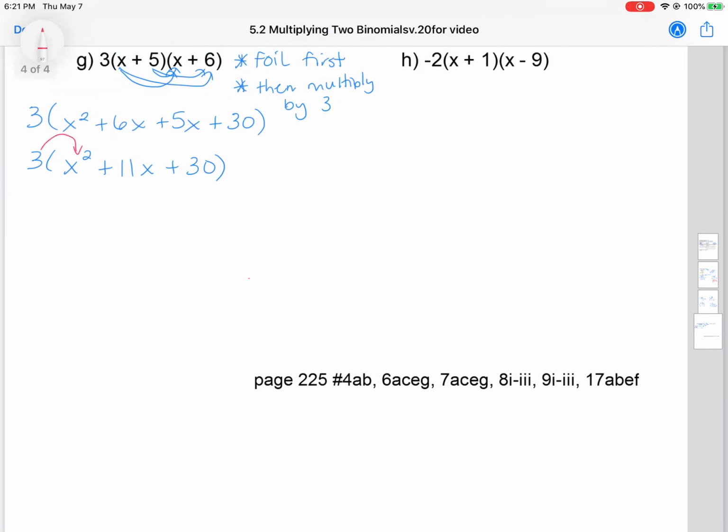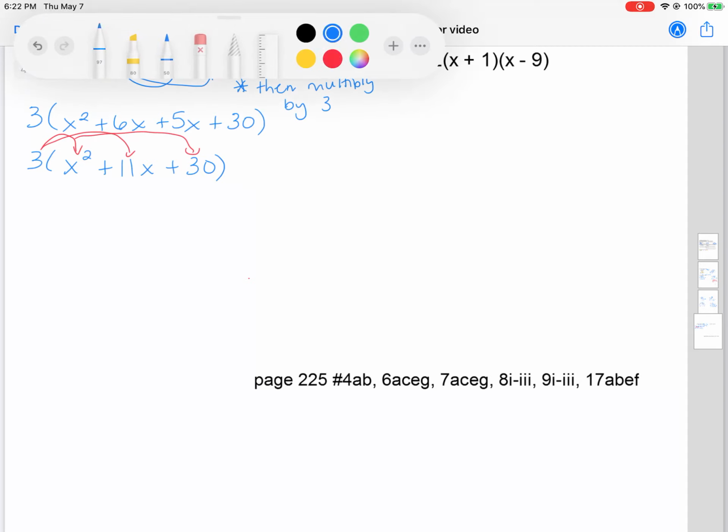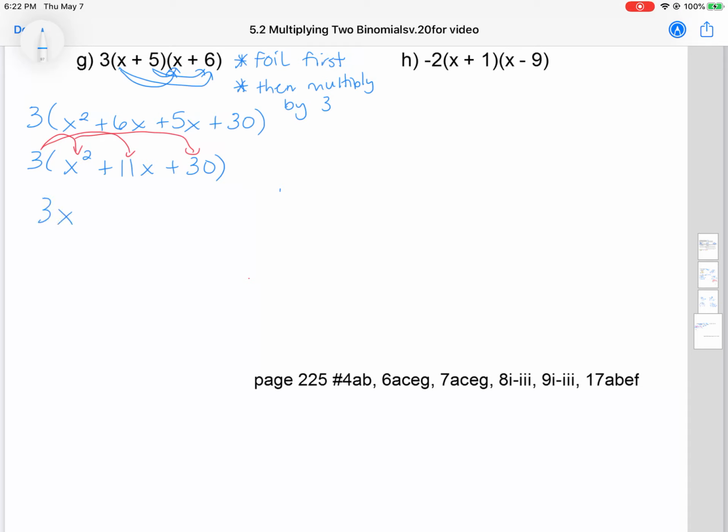Okay, so now we're going to do the 3 by everything. Now this is just like regular grade 9 distribution. So 3 times x squared is 3x squared. 3 times 11x is 33x. And 3 times 30 is 90. So now this looks more like a situation where, if you were going to factor this, which is to go the other way, you would be like, oh, there's a greatest common factor here of 3. I have to get rid of that first. Okay, so that's eventually what we're going to do.